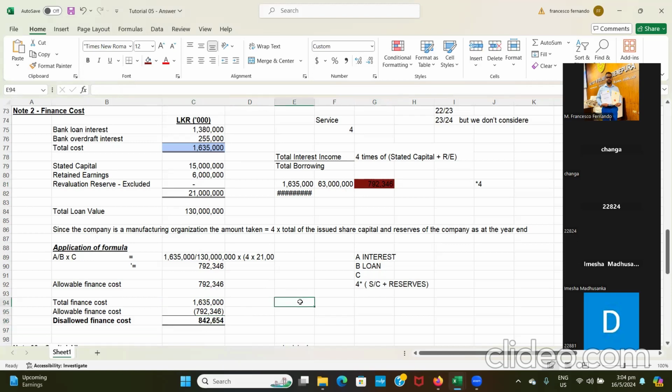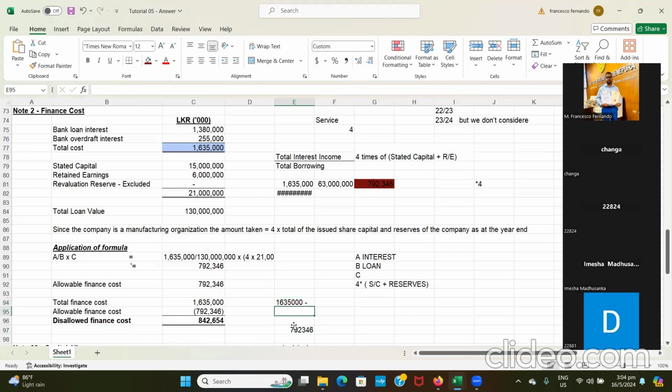Or else what you can do, but that is not advised by Amisha, I like that method, but unfortunately cannot use. Simply we can deduct this whole thing and adopt this correct value. We can do it like that also, but that is not recommended. It is recommended to do it like this.